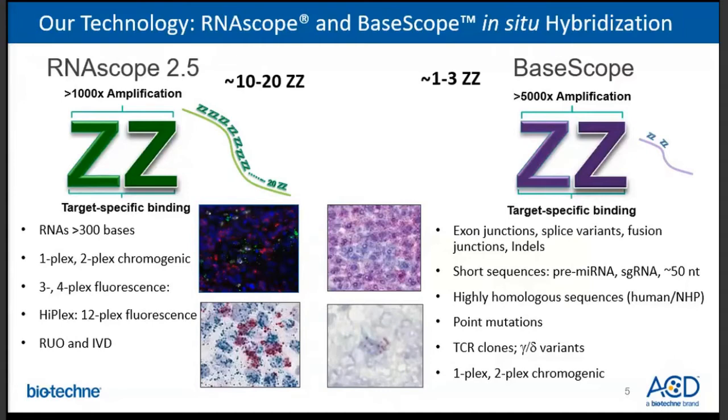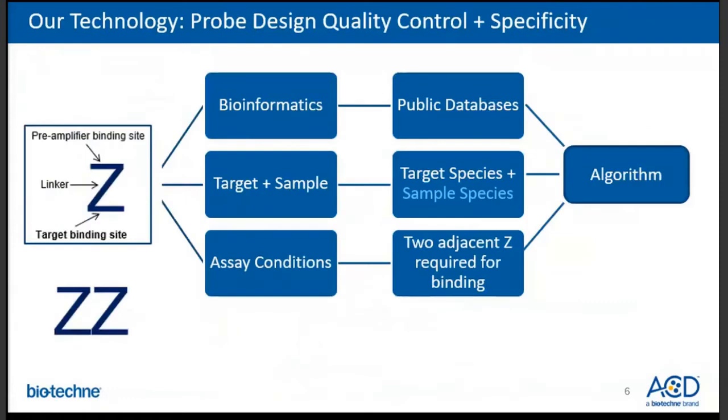Our technology in terms of the probe design, quality control, and specificity, we have a couple of parameters that we use when we're designing probes, but to be more specific about our ZZ probe pair design, our target binding sequence is the bottom half of the Z that we designed for your target sequence of interest. Then there's a linker region that links the target binding site to the preamplifier binding site, which allows for binding of the amplifier structure.